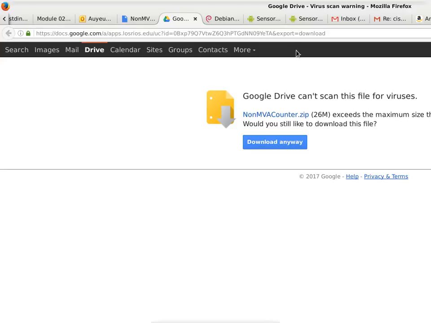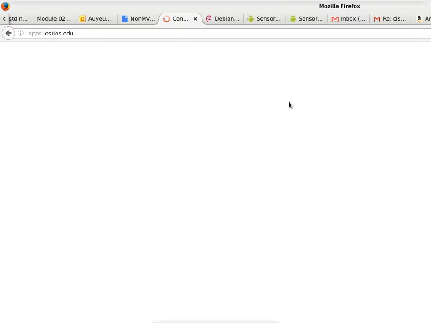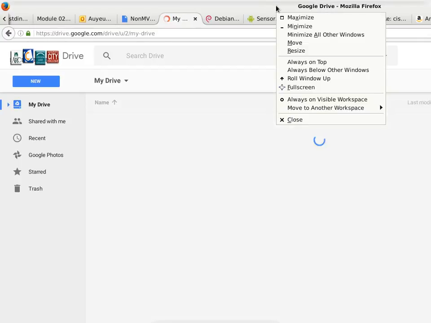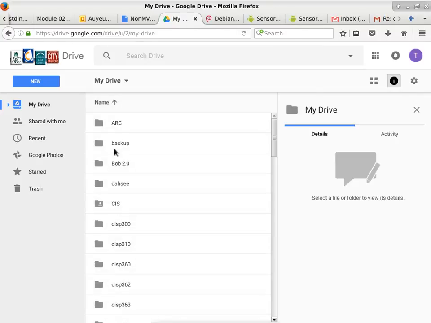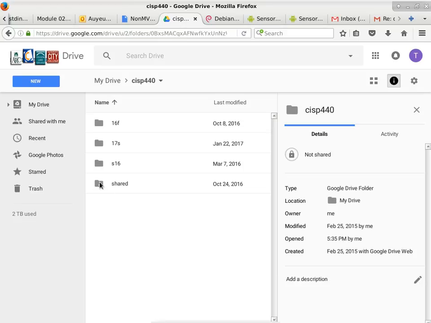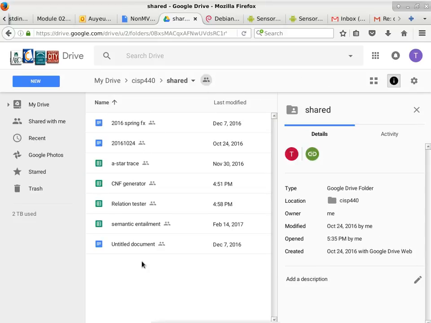Okay, so let me see. I need to sign into apps. Okay, so the spreadsheet is already linked from the class website. At the top of the class website, there's a link to the Google Drive that I shared with this class. So I'm just navigating to that same document. You cannot navigate to that folder like this one, but what you should see is like this. Okay. There is a file called CNF generator.